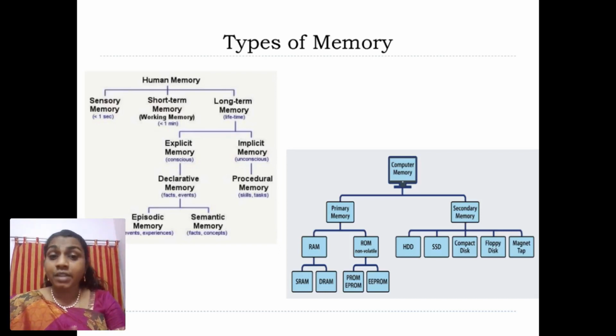Okay, so friends, I hope you would have understood what is primary memory and what is secondary memory and how it is being categorized. It is being categorized on speed, capacity, and cost. Okay, so with this I would like to end my talk here.